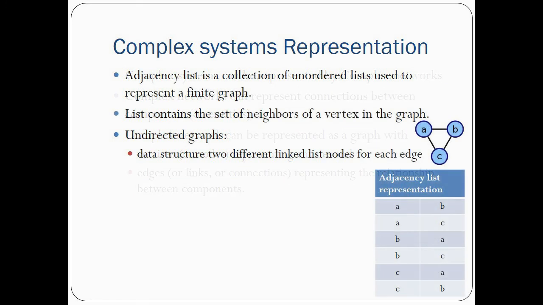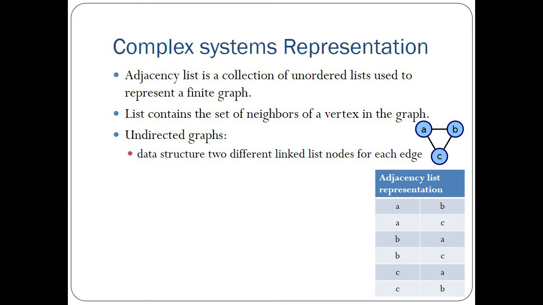Next, one form of representing those complex networks is the adjacency list. And an adjacency list could represent graphs. So a graph could be represented with the help of an adjacency list, which is actually a collection of unordered lists, which could represent some finite graph. That means you have a finite graph which has various vertices, and those vertices have connections, and these connections could be represented as a collection of unordered lists.